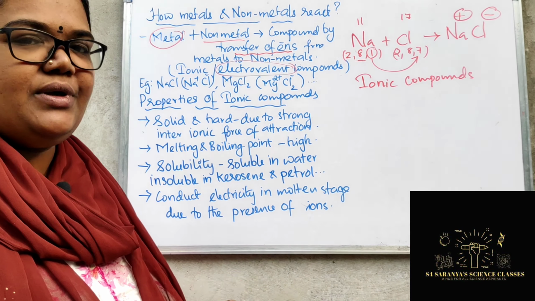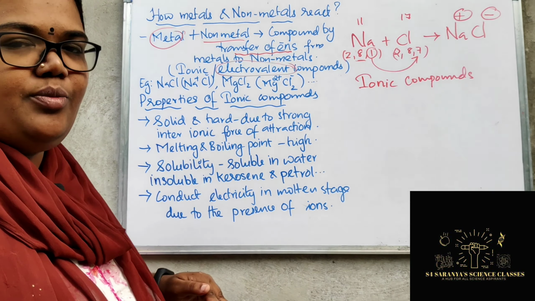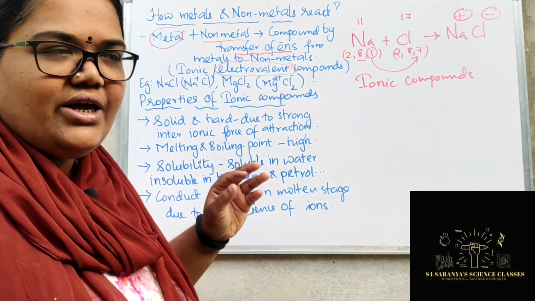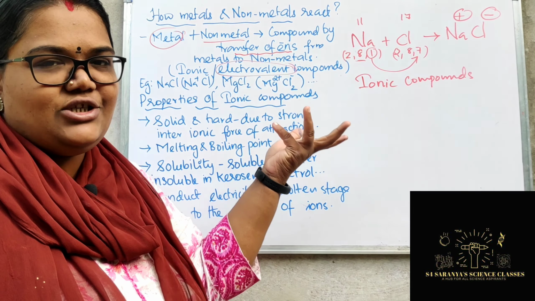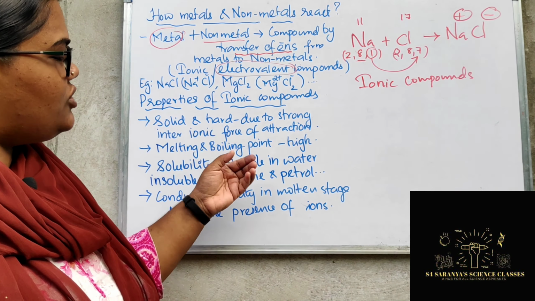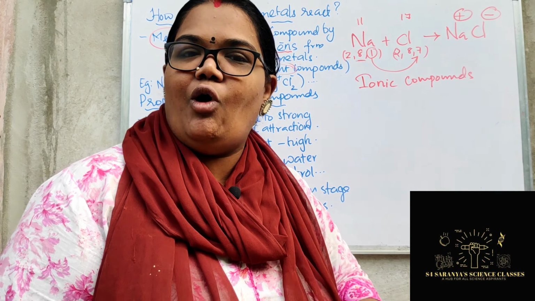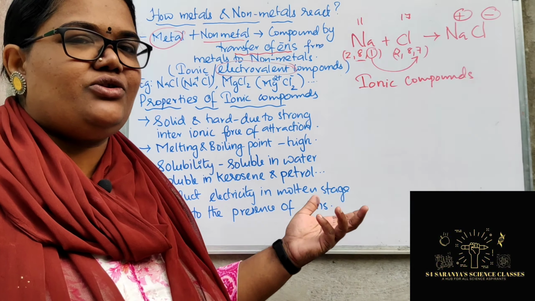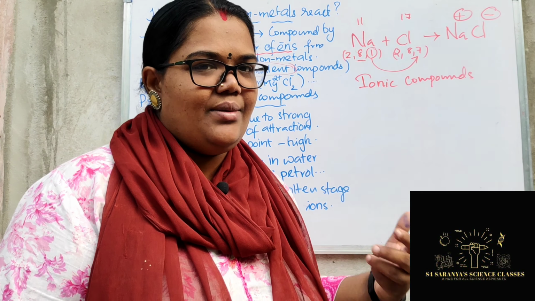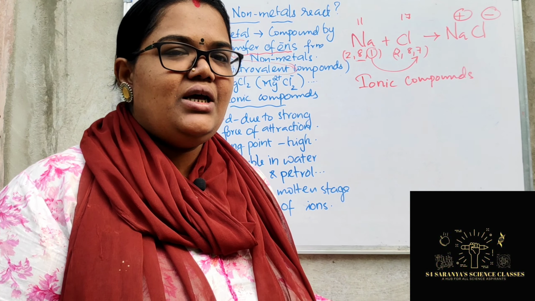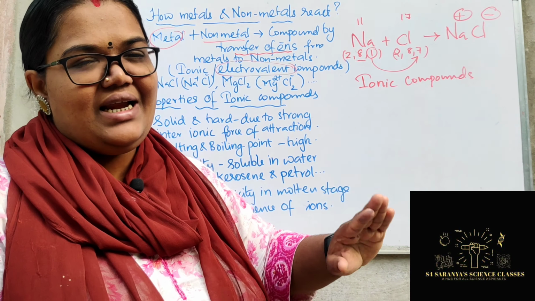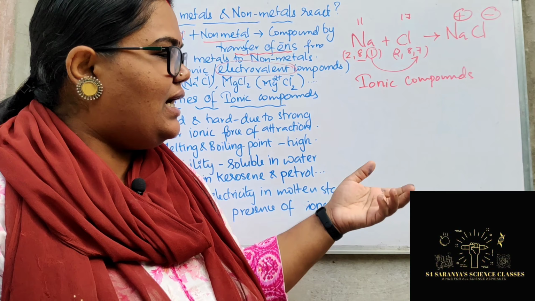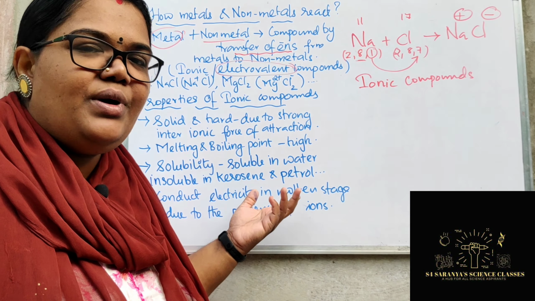What about the next property? The third property, what about their solubility? They are actually polar. You can see that positive and negative, right? So obviously they are polar in nature, they have ionic nature, so obviously they will be soluble in water, right? But they are insoluble in kerosene, petrol and such chemicals, right? So they are polar in nature, like dissolves like, right? They are positive, negative, you can see that. So it will be easily soluble in water.